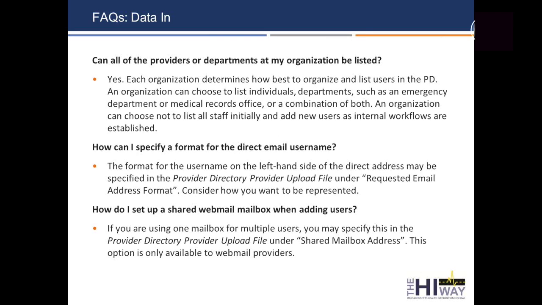All right, we've got a couple of FAQs we'll go through really quickly. I'm going to skip the first one because we've actually answered it with the earlier slides. The second one is, how can I specify a format for the direct email username? You can specify that within the provider directory upload file under the field called requested email address format. If you have questions on this, each participant of the HIway has an account manager, and if you don't know who that is, please let us know. We'll make sure you do know who that is, and they can help walk you through this. The other question is about having a shared webmail mailbox when adding new users. If you have one mailbox for multiple users, you can specify this in the provider directory as a shared mailbox address. This is something that's only for webmail providers.